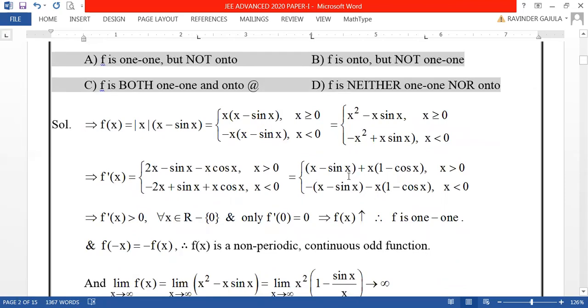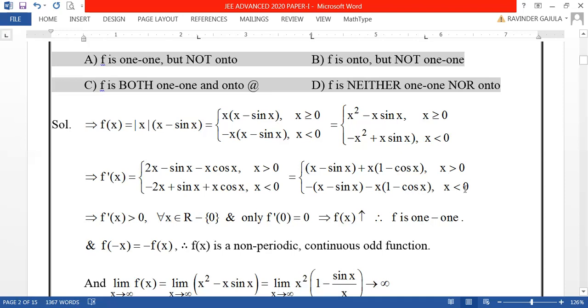for x greater than 0, x is more than sin x, so that x minus sin x is positive, and for x greater than 0, cos x is less than 1, so 1 minus cos x is positive. You can see the graph of cos x, just on the right side of 0, cos x will be somewhat smaller than 1, so that 1 minus cos x is positive as well as x is positive. On the whole, f dash x is positive for x greater than 0.